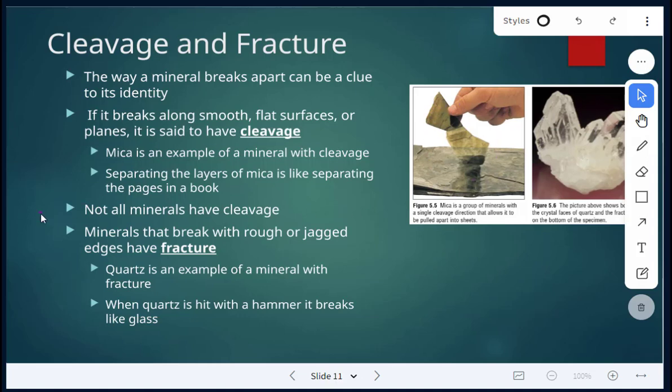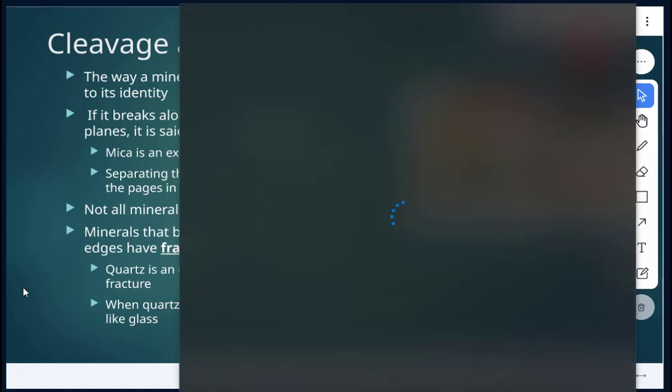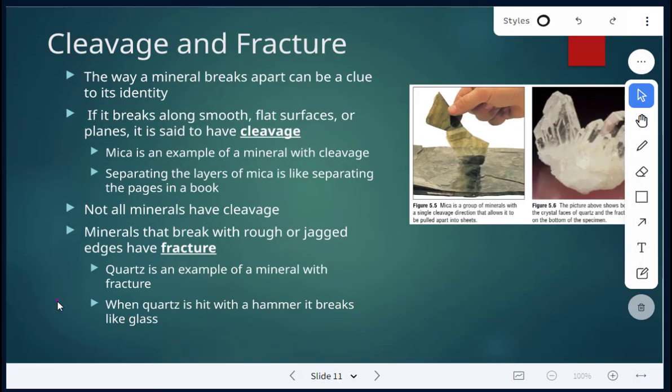Not all minerals have cleavage. Minerals that break with rough or jagged edges, they have fracture. So for example, quartz, that is an example of a mineral with fracture. When you hit quartz with a hammer, it will break like glass. All right, so that's the difference between cleavage and fracture.